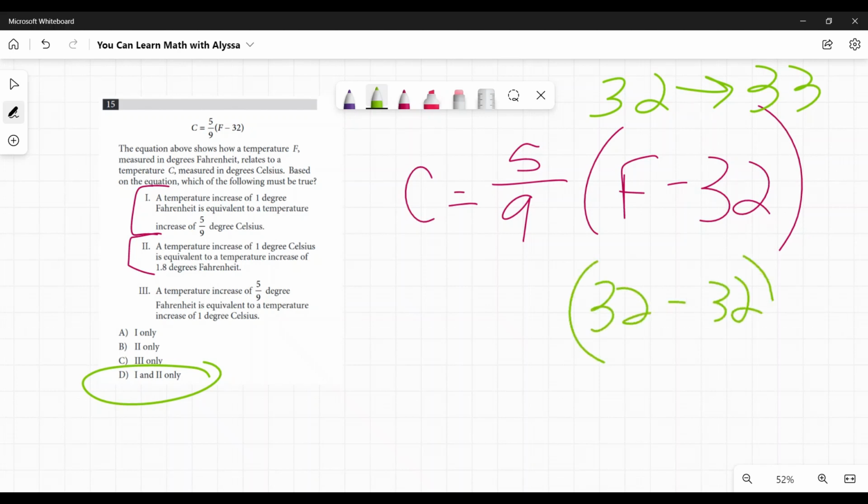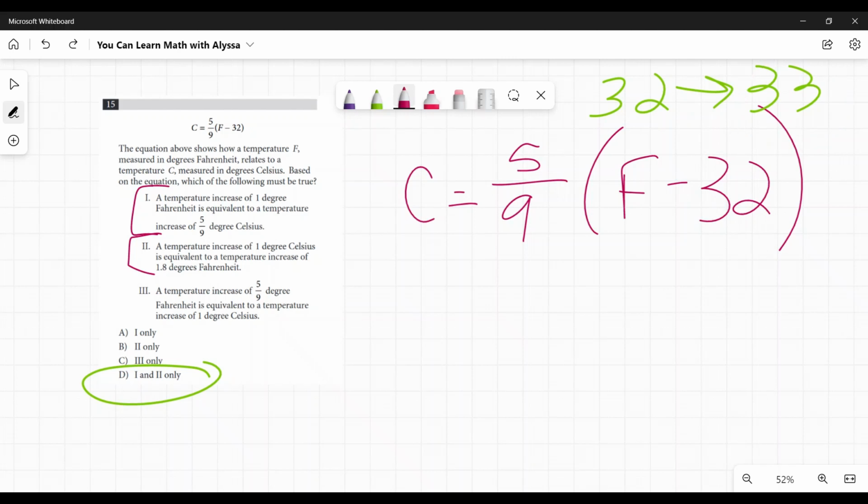32 minus 32 times 5/9. 32 minus 32 is 0. 0 times 5/9 is 0. So when Fahrenheit is 32, Celsius is 0. Which again, if you have those freezing and boiling points, you would have that in your brain, but that shows you the math of it. All right, so Celsius is 0.